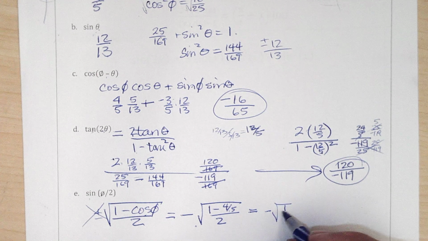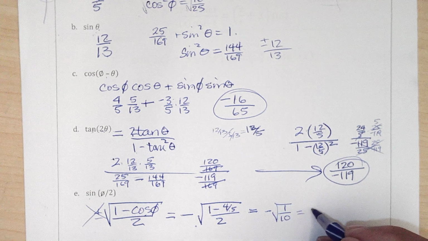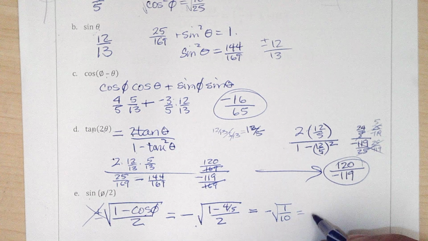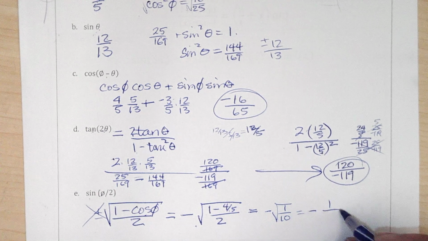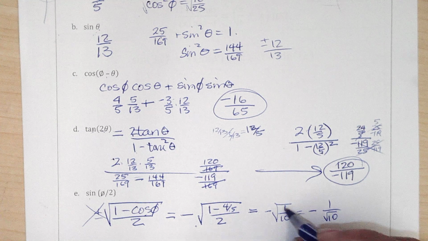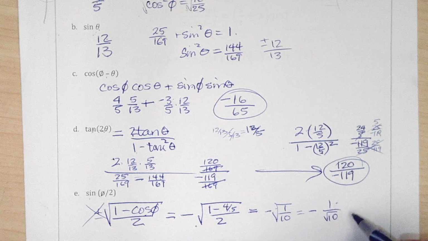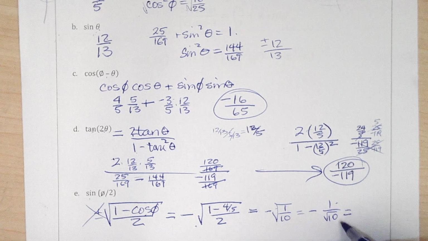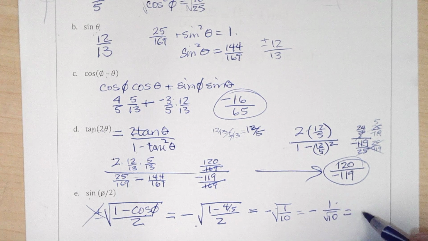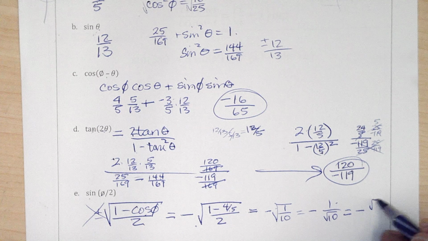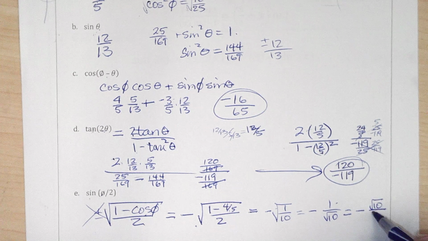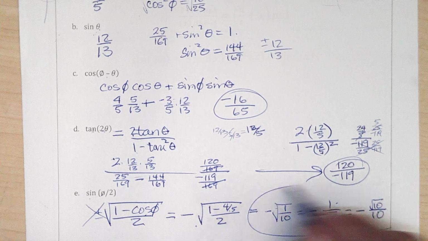Square root of 1 over 10, or if you want, that would have been a fine answer. You could call it minus 1 over the square root of 10, because the square root of 1 is 1. And you could have multiplied, this is fine too, by square root of 10, top and bottom, numerator and denominator, and got minus the square root of 10 over 10. Any of those.